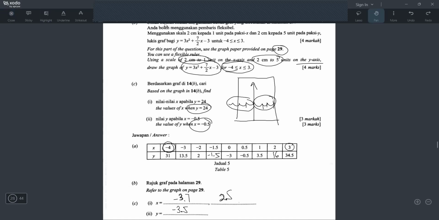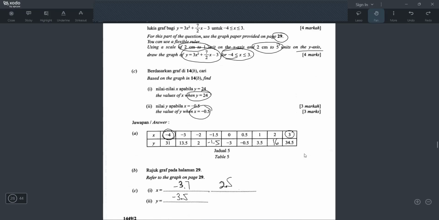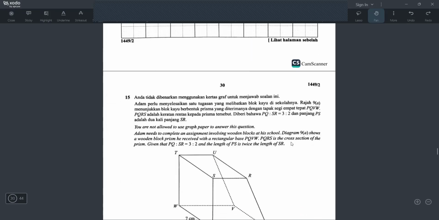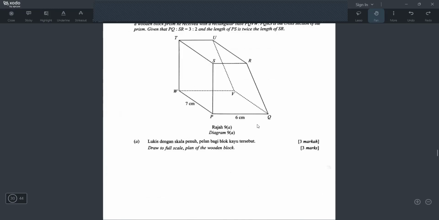Remember the schema will always give you a range, right? They will terima multiple answers within the range. So if your answer is within the range, then it's considered correct. How many marks? 2, 4, 3, 9 marks in total, right? So this is how you get full marks. Finish already, right? Let's continue with number 15.